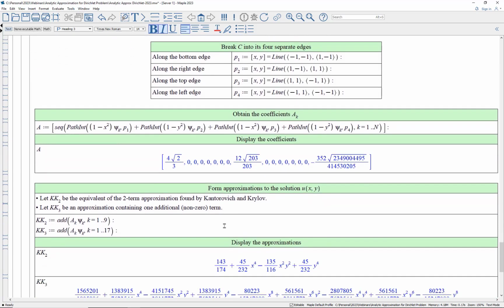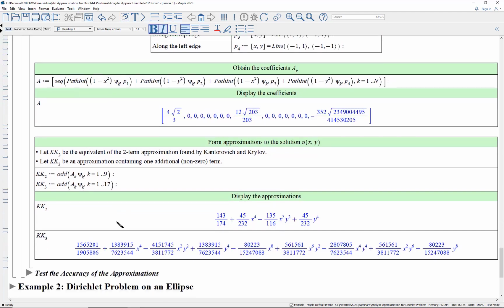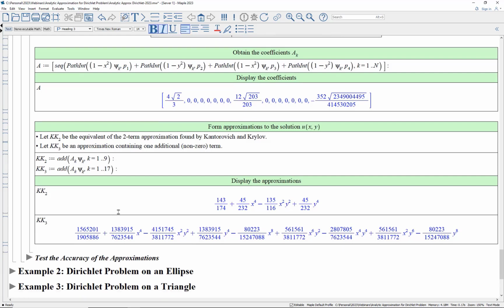And I will form 2 approximating sums. 2 terms using these 2 coefficients, and 3 terms using all 3 of these coefficients. And you just form the appropriate linear combination. This is what those 2 approximations look like. This is the 2-term approximation, and this is a 3-term approximation.